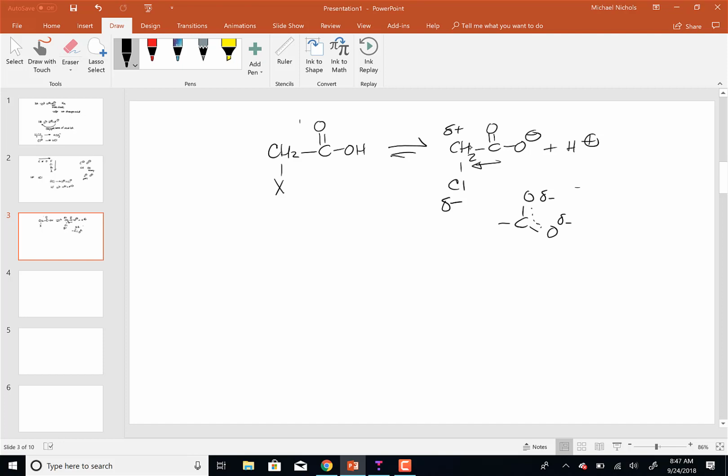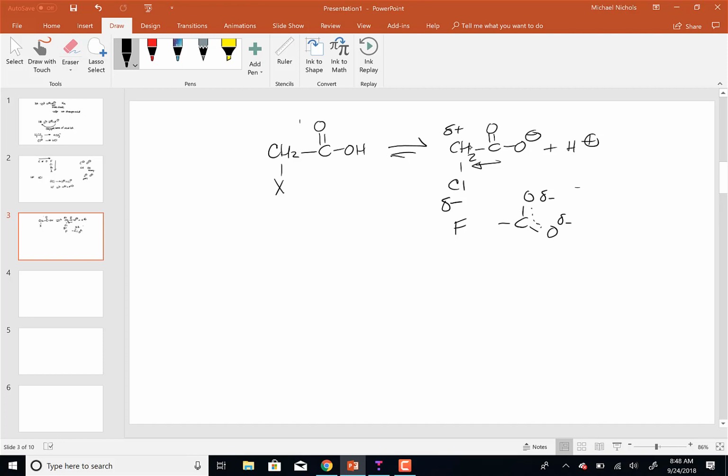But what's even better than chlorine? Fluorine is more electronegative, so the fluorine is going to do an even better job of pulling out that electron density. So when we are comparing them, the fluorine is actually going to be the strongest acid because it stabilizes the conjugate base the most. And then chlorine next, and then hydrogen, because hydrogen doesn't stabilize it at all.